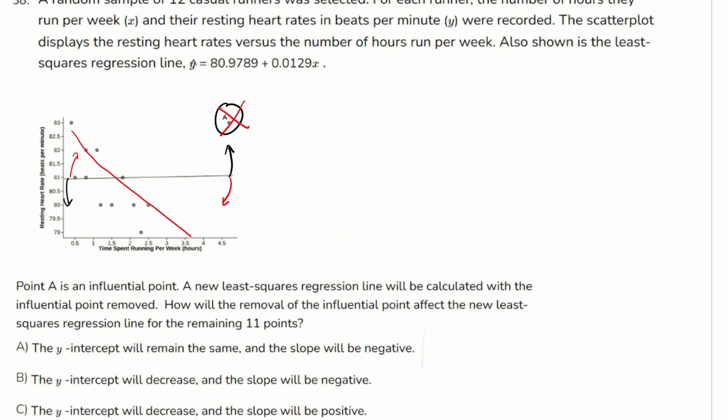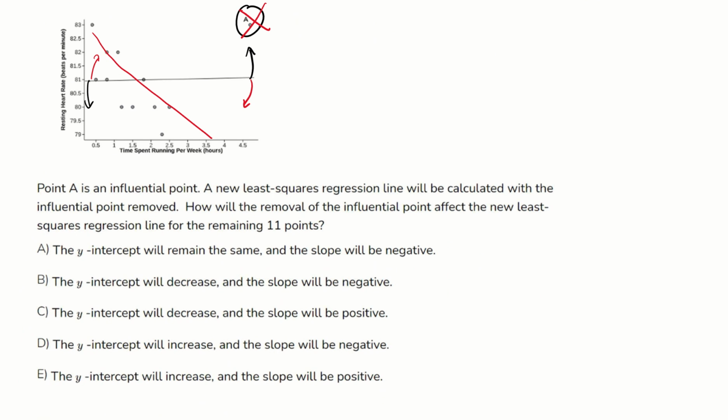So in this case, we're looking for the best solution. The y-intercept will not decrease, so it can't be B. The y-intercept will not remain the same. The y-intercept can't decrease. The y-intercept will increase, and the slope can't be positive, the slope is going to be negative. Okay, so the answer is D.